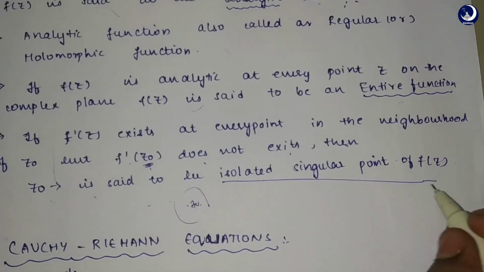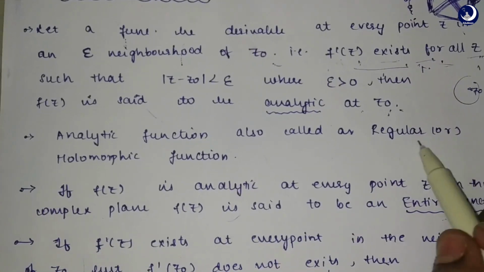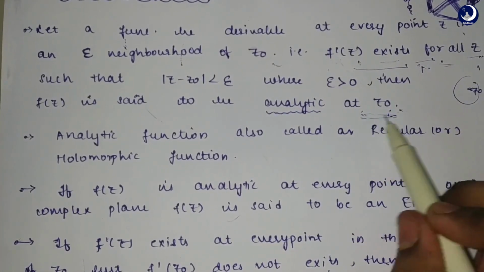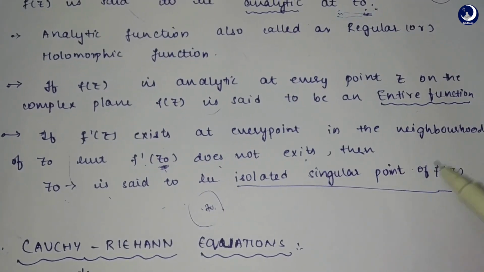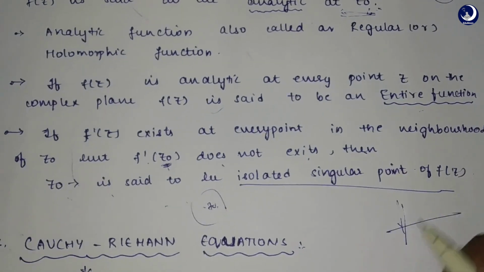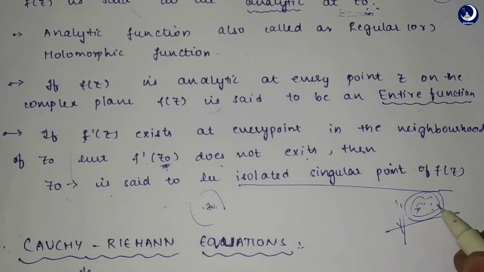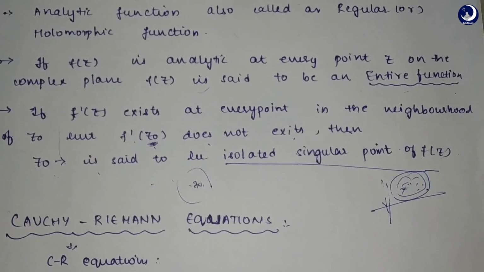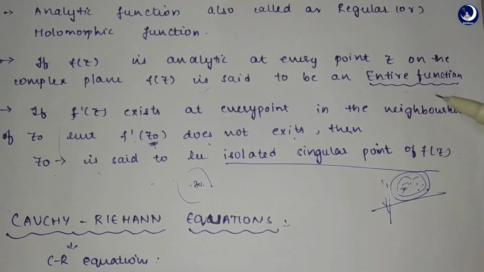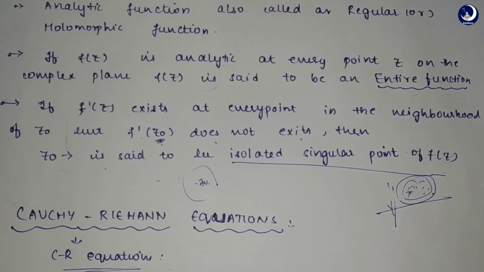Like you have a plane: till now we were saying that it is derivable only at z naught. So if that function is analytic at every point in a given region or in a given plane, then it is said to be an entire function. These are some small definitions. The other names, analytic and entire function, you may get for 2 marks in your exams.